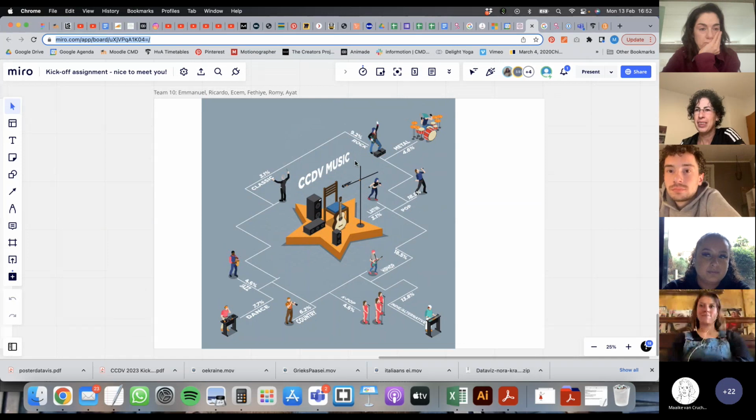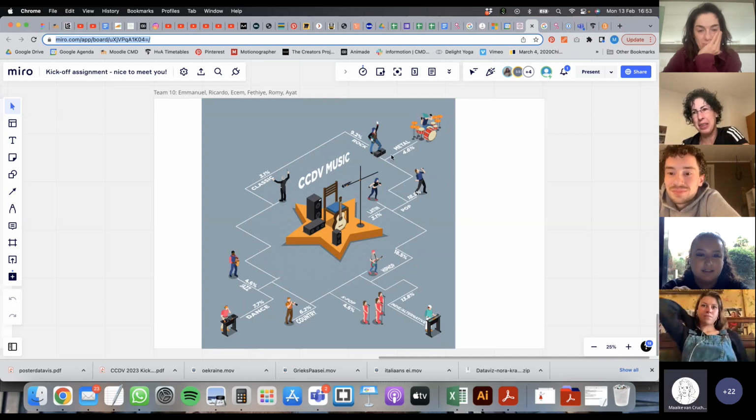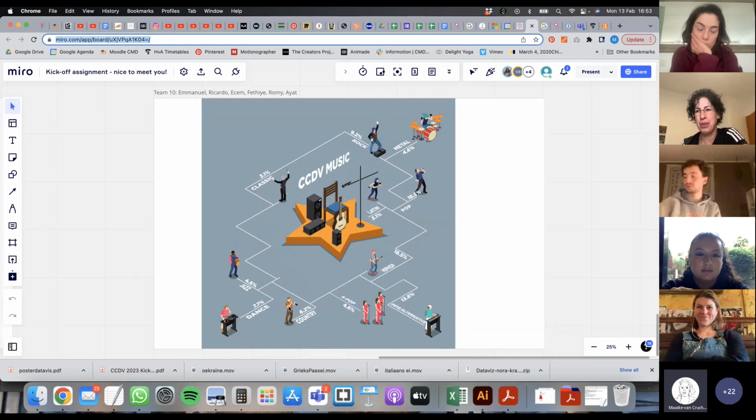Again, I want the people to move. You can already see them moving, and the audio as well. If you could make it interactive, that would be cool, so you could click it and hear the music.